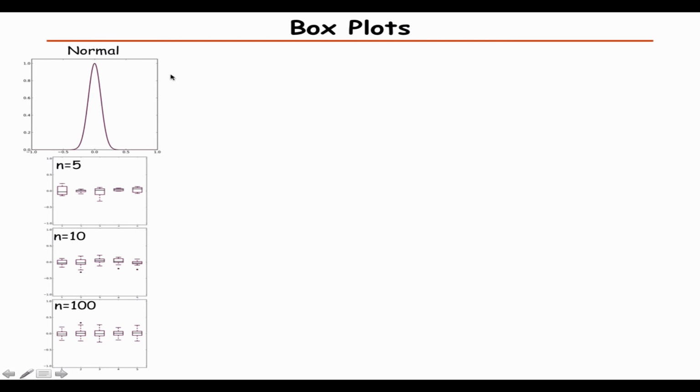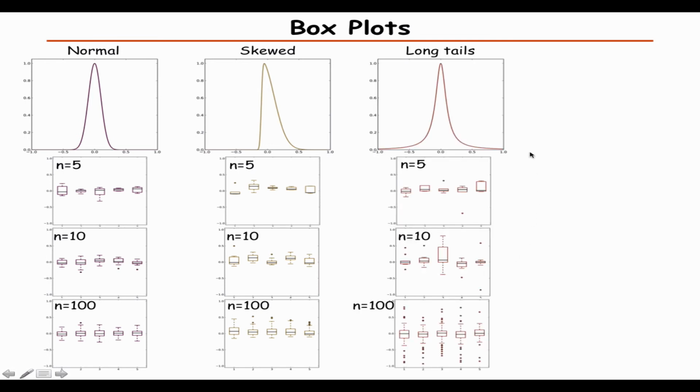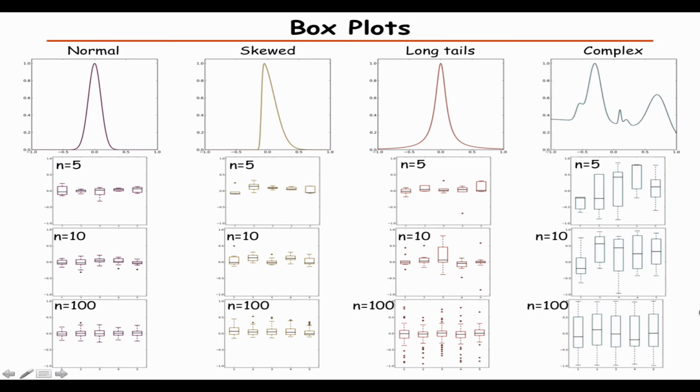And in the case of the normal, if it's a normal distribution, we actually end up having very few outliers, even in the case when we have 100 samples. For a skewed one, we see a similar trend, but what we see is that we have more outliers, and of course they're in the direction of where the skewness is, where the long tail is, as you can see here. So now, if we have a long tail distribution, we have a lot of outliers. And for the complex distribution, it's just not a good way to present the data.